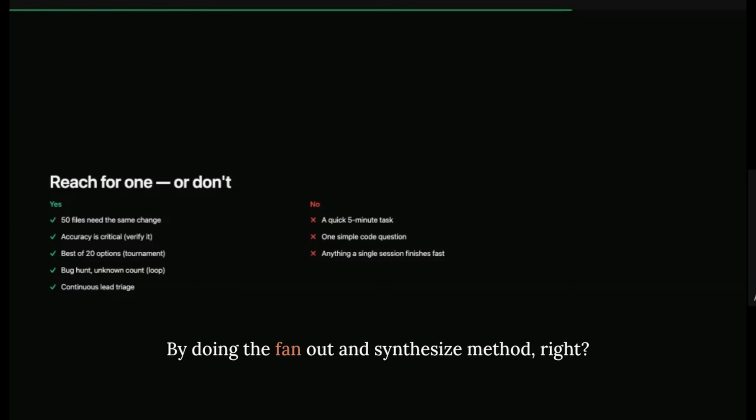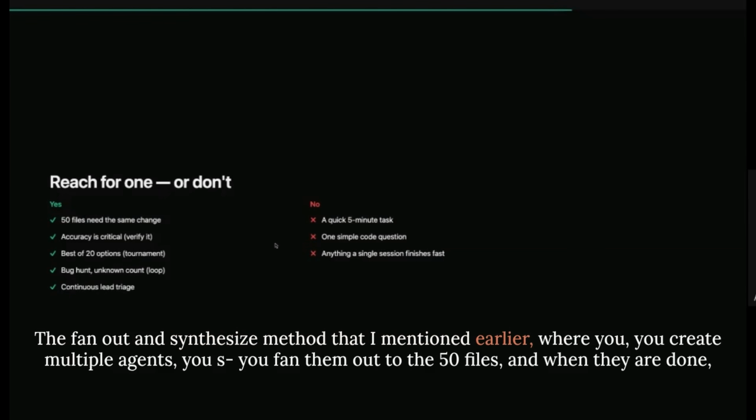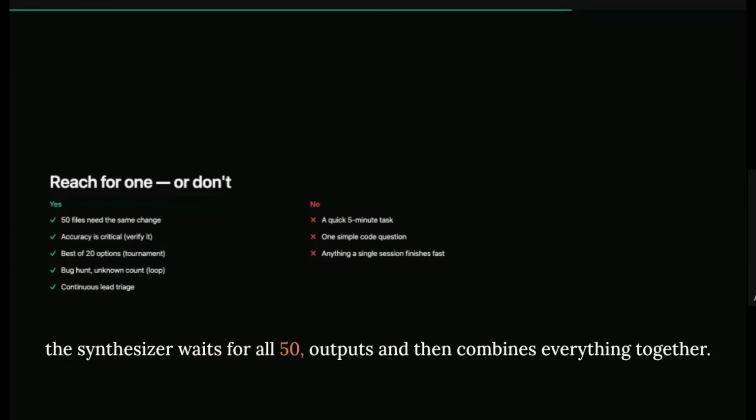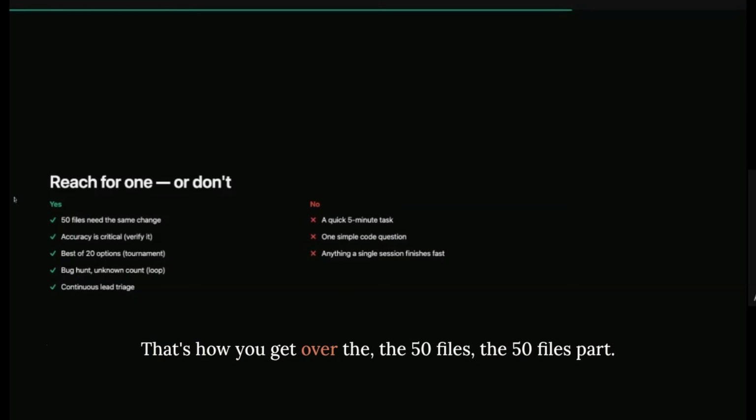By doing the fan out and synthesize method, right? The fan out and synthesize method that I mentioned earlier, where you create multiple agents, you fan them out to the 50 files, and when they are done, the synthesizer waits for all 50 outputs and then combines everything together. That's how you get over the 50 files part.